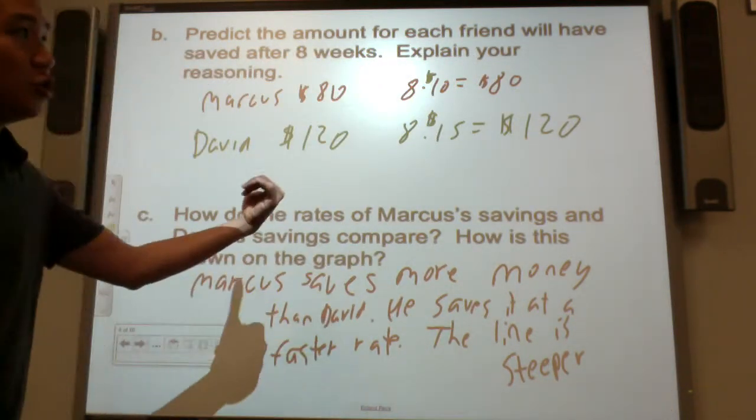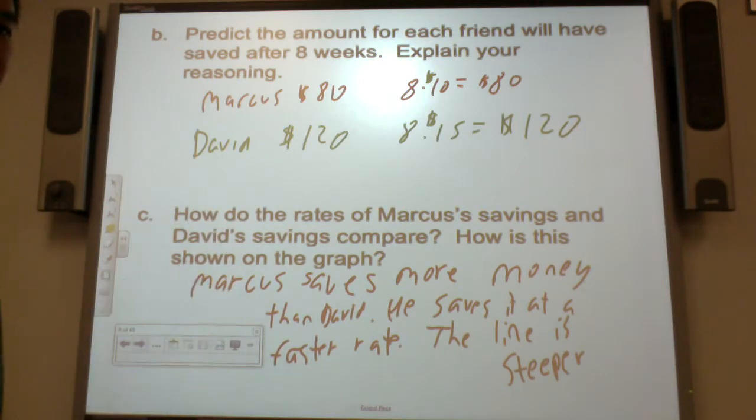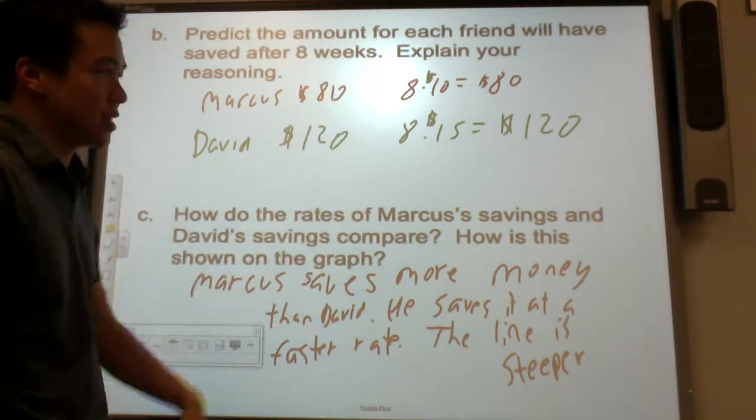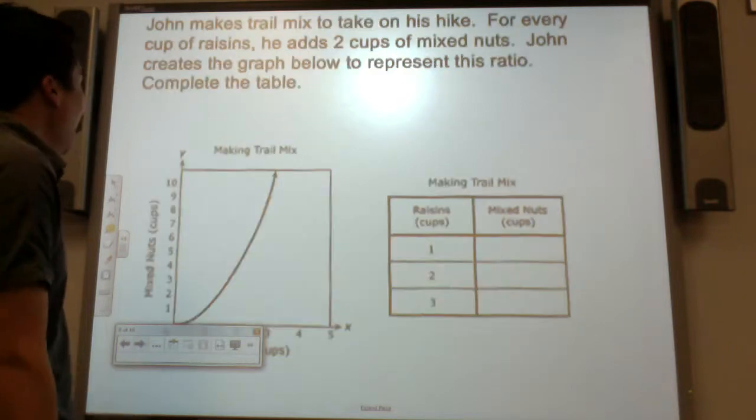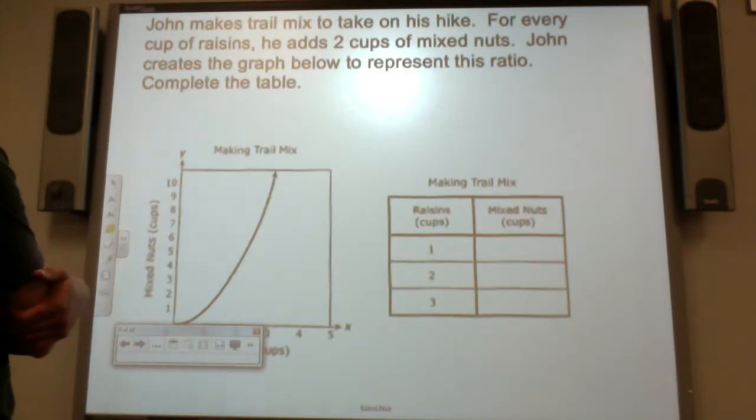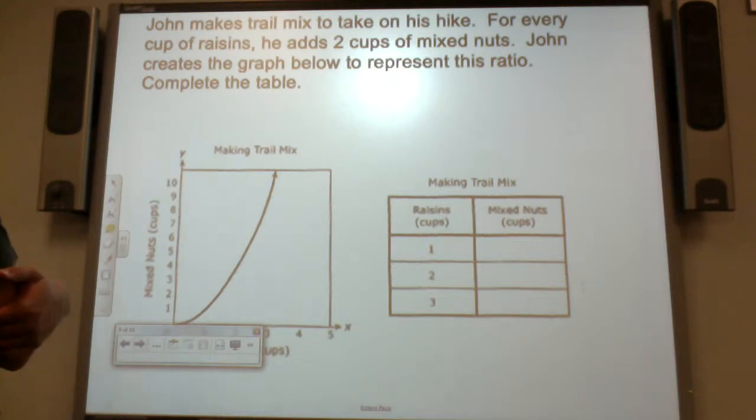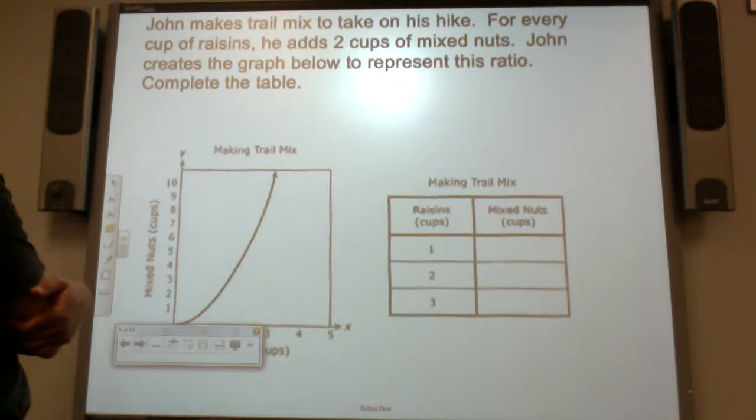Another way you can find it is using your graph. You follow the trend to see what it goes up to. And last but not least, John makes trail mix to take on his hike. For every cup of raisin, he adds 2 cups of mixed nuts. John creates a graph below to represent this ratio.